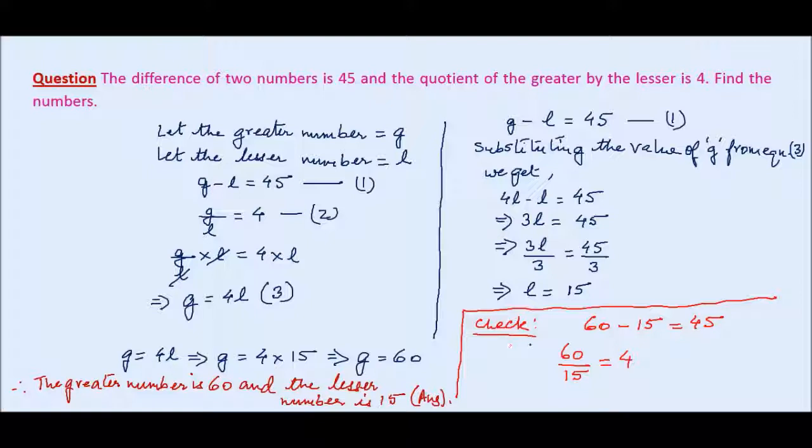Do not forget to do this checking, because this will show you whether you have done your sum correctly or not. So please do the checking and write the answer in a sentence form, not G equal to 60 and L is equal to 15, because it is a word problem, so you have to give your answer in a statement form. You write the greater number is 60 and the lesser number is 15.